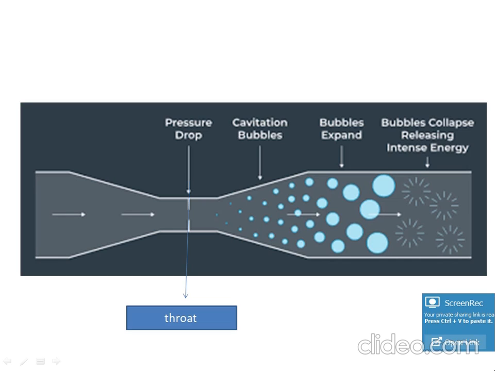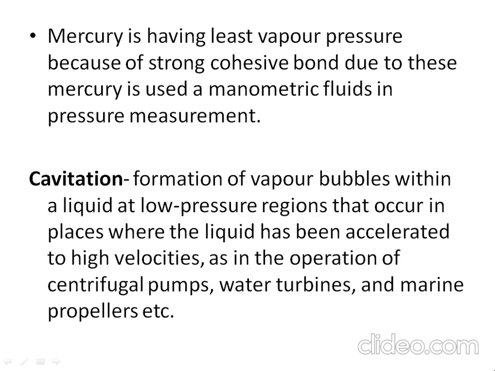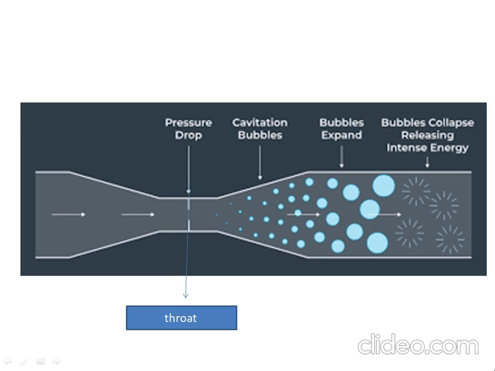When these bubbles move to the high pressure region, the pressurized fluid collapses these bubbles and they strike the wall. This may lead to wear and tear and may be bursting, and such a phenomenon is known as cavitation. In the converging section, velocity increases and pressure decreases. And in the divergent section, velocity decreases and pressure increases. And minimum pressure is at the throat. Cavitation is a low pressure phenomenon.